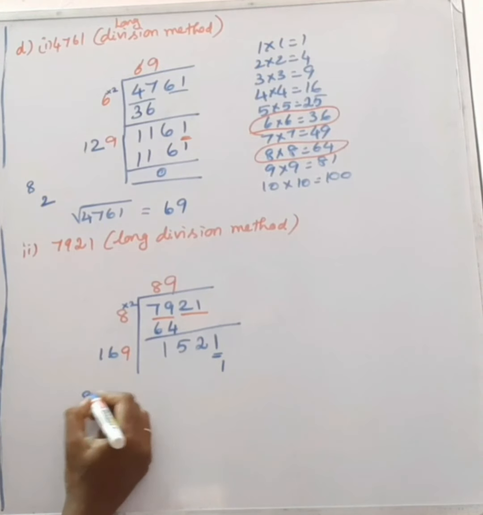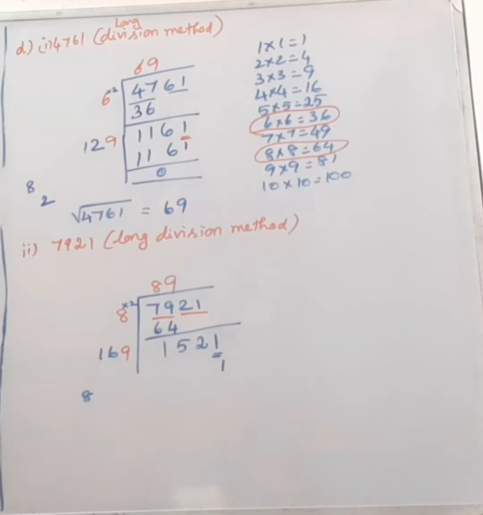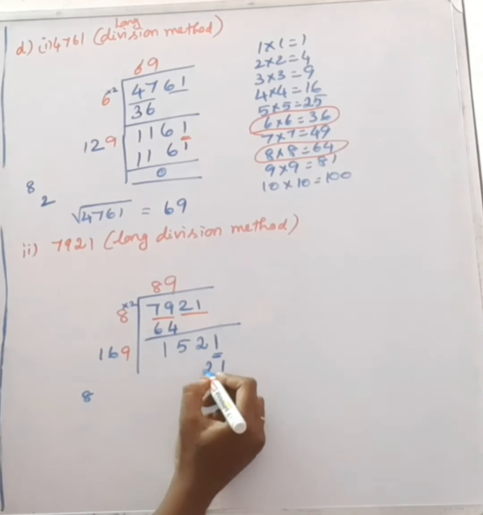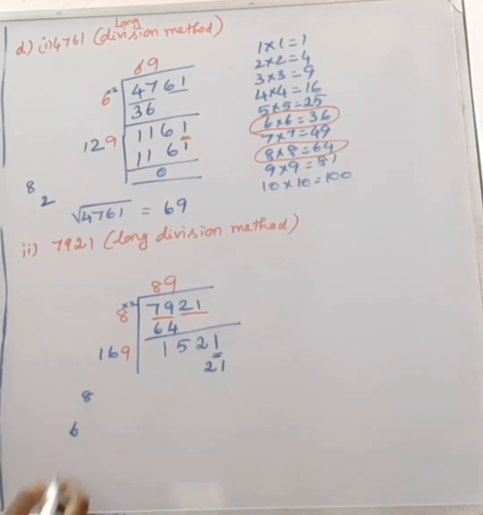1. Remainder 8. 6 nines are 54. Okay, very good. 54 plus 8, 62. So 2 remainder 6.